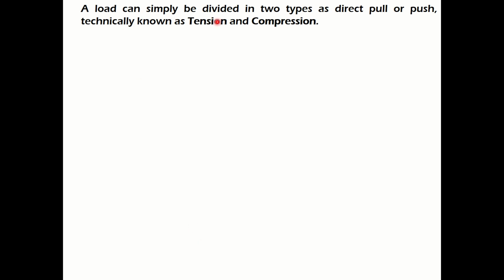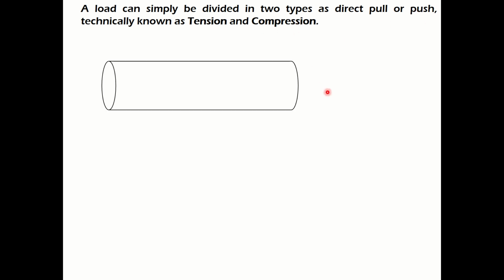Load can be simply divided into two different types, as direct pull or push. Means either we are pulling the object or we are pushing the object. Depending upon that, the object is said to be under tension or compression respectively. If we are pulling the object, the object is said to be under tension. If we are pushing the object, it is said to be under compression.